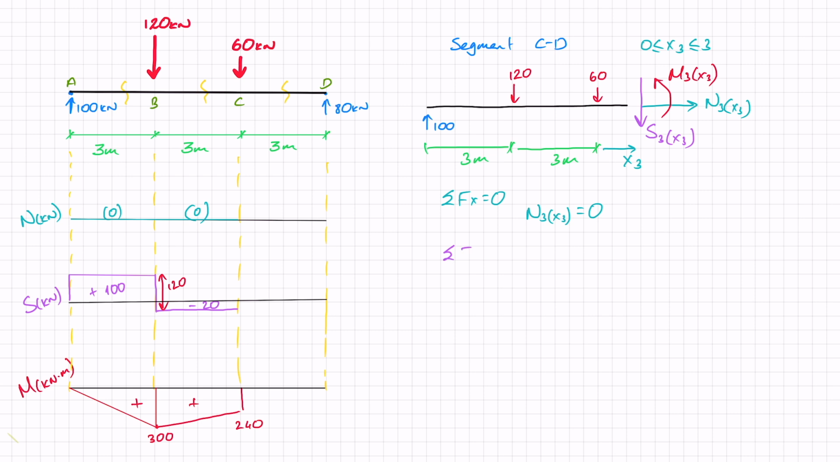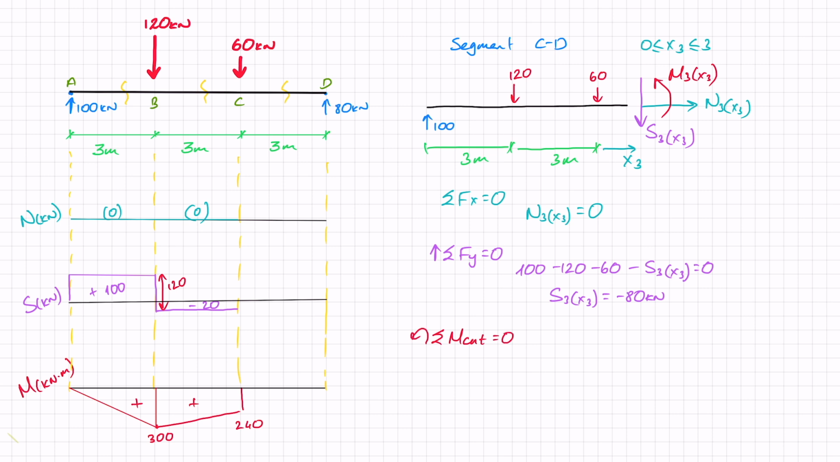Moving on to my shear force, I have 100 going up, minus 120, and minus 60, and also minus S3. If I isolate S3, I will find out that S3 equals minus 80 kilonewtons. And my very last thing is going to be the sum of moments at the place where I do my cut again.